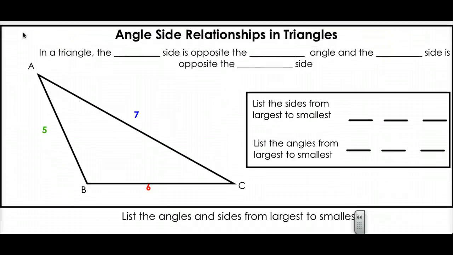All right. So what is the angle side relationship in triangles? It's kind of like, if you think about it for 13 seconds, you'll be like, oh yeah, that makes sense. So here it is. In a triangle, the largest side is opposite the largest angle, and the smallest side is opposite the smallest angle.